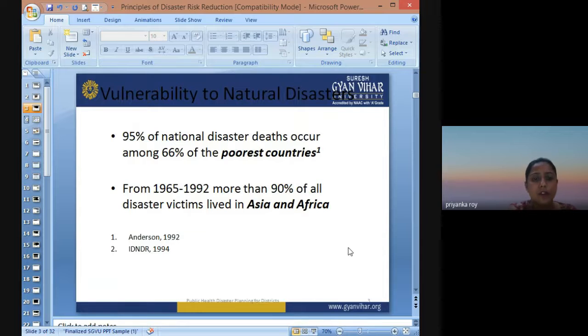So when we are talking about risk, disaster threatens development, and just as development creates disaster risk, we need to understand the vulnerability to natural disasters. About 95% of natural disaster deaths occur among the 66% poorest countries. Anderson in 1992 had said that 95% of natural disasters occur among the 66% of the poorest countries. And from 1965 to 1992, more than 90% of all disaster victims lived in areas of Asia and Africa, as per the report of IDNDR in 1994.